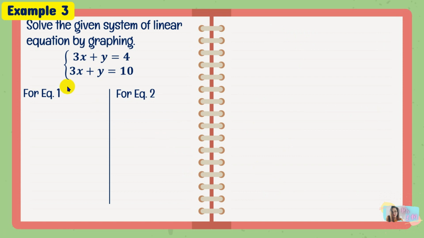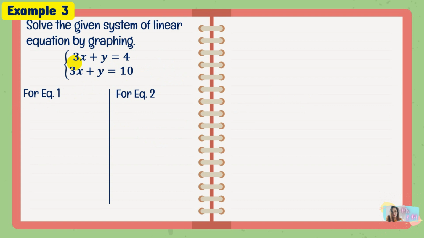Okay, so we have here 3x plus y is equals to 4 and 3x plus y is equals to 10. Again, we have to graph both of these equation in one Cartesian plane to know if the resulting graph will be parallel, intersecting, or coinciding. So for equation number 1, tingnan natin ulit si constant, which is positive 4. And again, we have the numerical coefficient of x, which is positive 3. So that means we cannot divide 4 by 3.